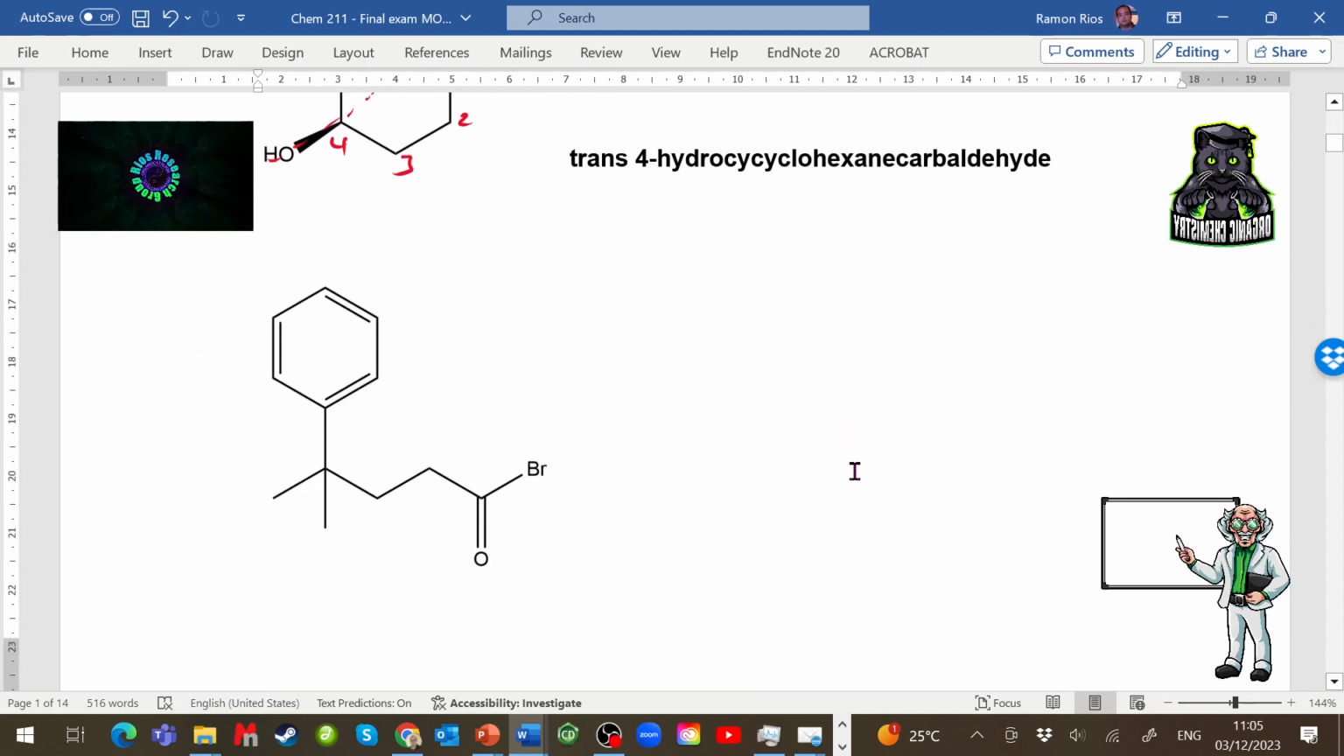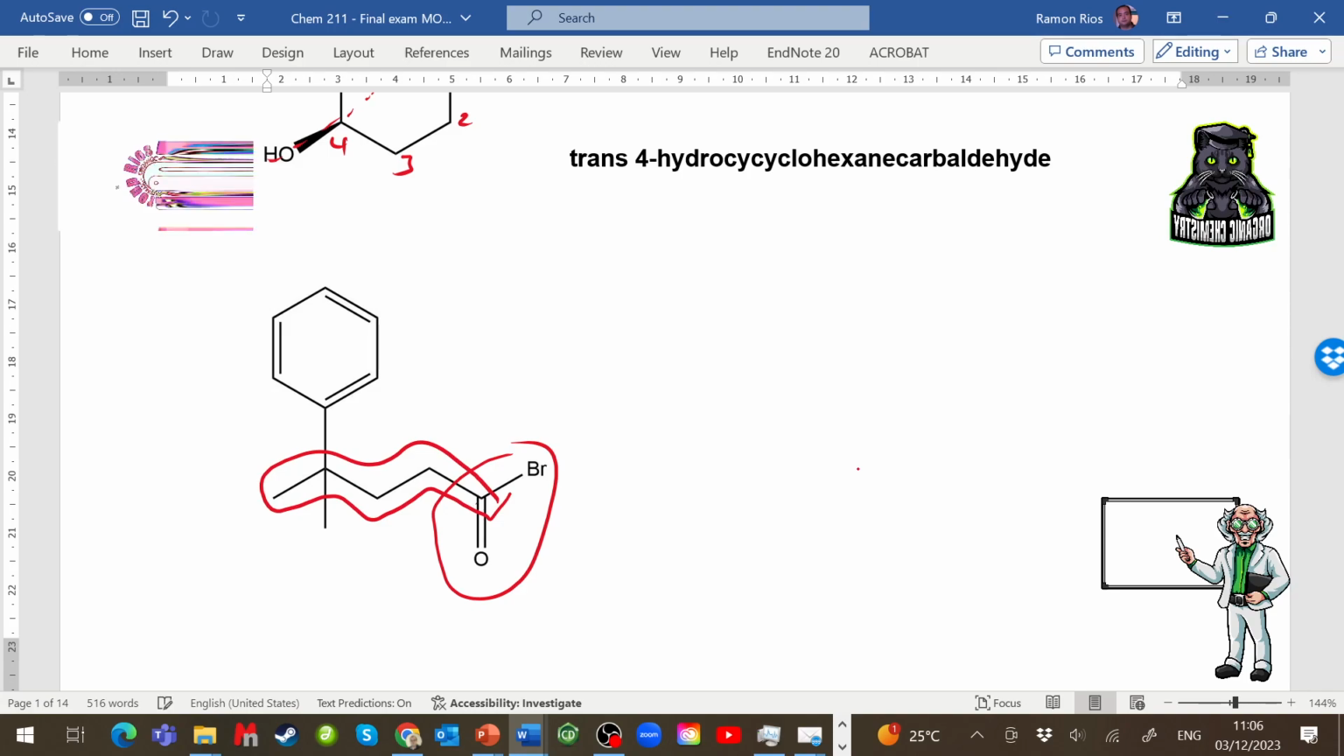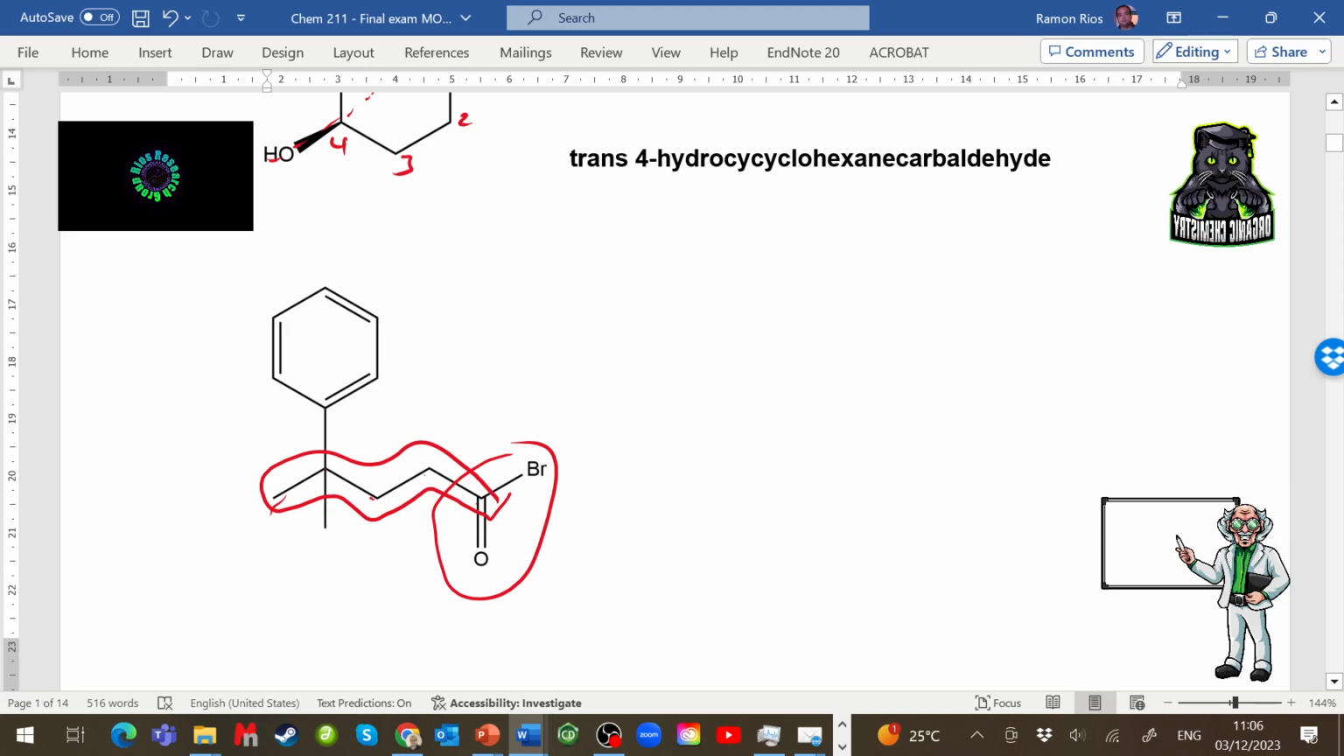Next one. First thing that I have to do is to identify the main group. The main group is here. This is an acyl bromide. Okay. And then the main chain will be this: 1, 2, 3, 4, 5. That means that this will be a penta. Remember, when we have 5 carbons it is pentan, and then because it's an acid bromide, it will be oyl.